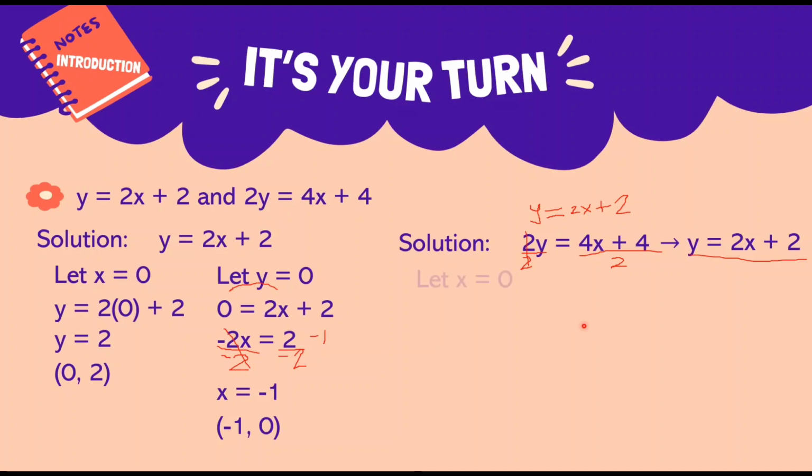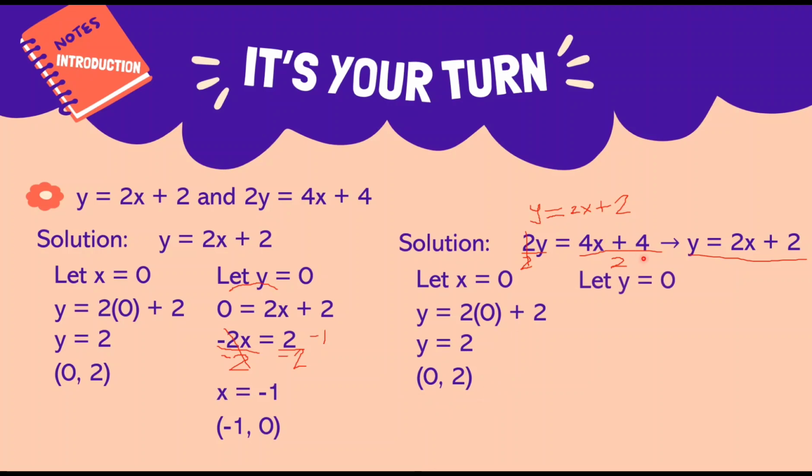So sige nga, ulitin natin yung process. Let x is equal to 0. And then let us substitute 0 to this equation. So it becomes y is equal to 2 times 0 plus 2. And then 2 times 0 is 0 plus 2. Y is equal to 2. So, same ordered pair, makukuha natin 0 and 2.